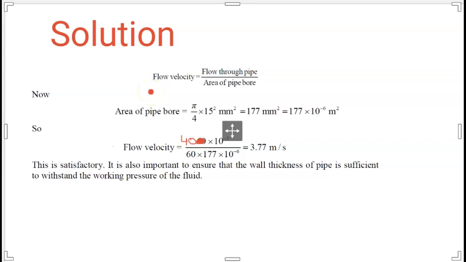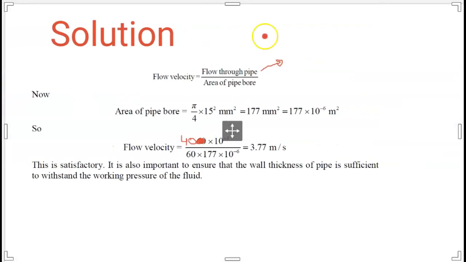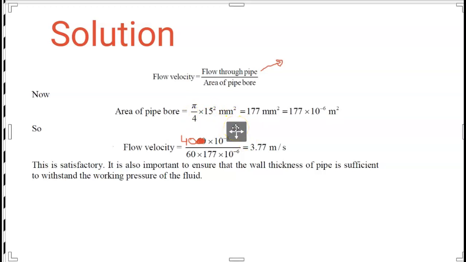Okay, continuing from the previous slide, we have the formula for flow velocity, which is the flow through the pipe divided by the area of the pipe bore. The flow through the pipe value we got from here, 40 lpm. We converted that into this value, meter cube per second. The area of the pipe bore we got by using this formula, pi r square or pi over 4 d square. We got that value, and then this value we can just put in this equation.